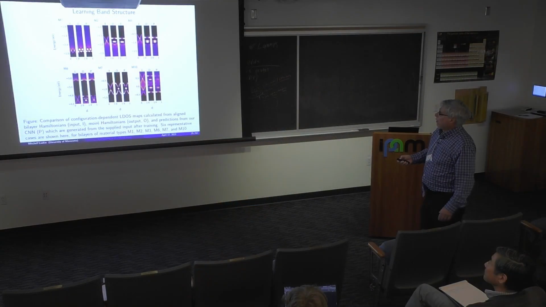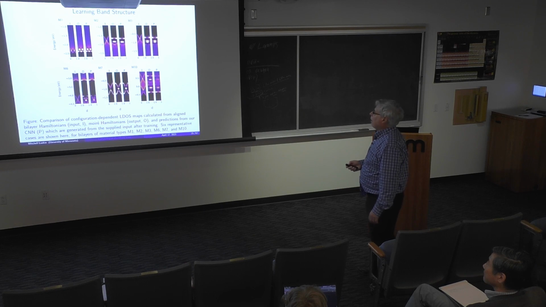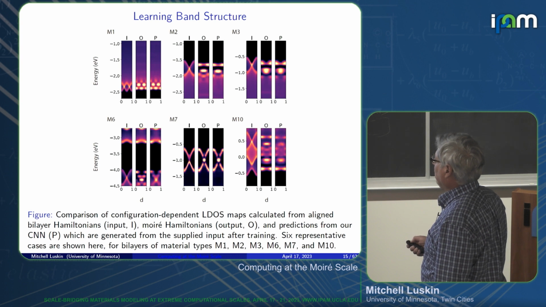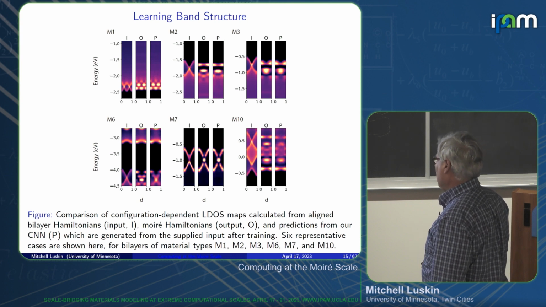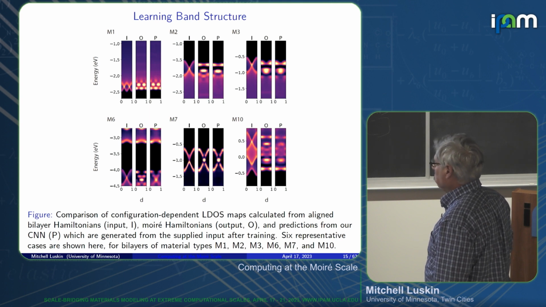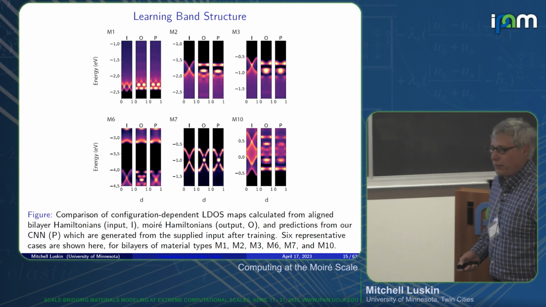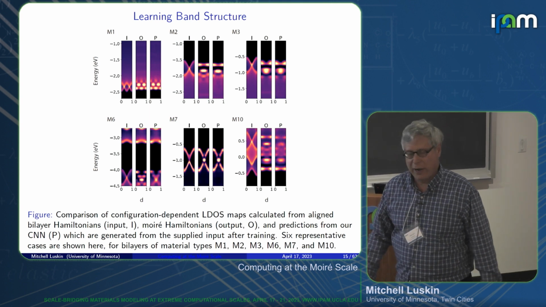So we have this as our input, untwisted, and then we have a computation of the local density of states and our machine-learned prediction. It seems somewhat promising. Of course, we've done a little bit with real materials. I should say my collaborator Stephen Carr has.